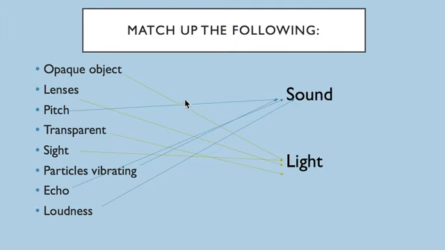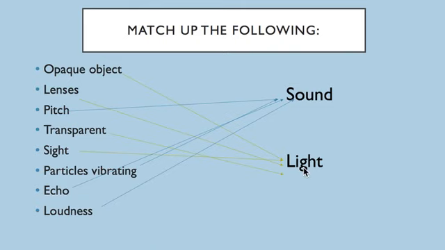And we don't tend to talk about the pitch of light. We talk about the echoes of sound. So that's like the reflection of sound really, but it's the echo we call it rather than the reflection. We need particles to vibrate for sound, and so that's why we've linked that one there. And then we talk about the loudness of sound, rather than, let's say, the intensity. Although we could sometimes talk about the intensity of sound, we tend to talk about something either being loud or quiet.